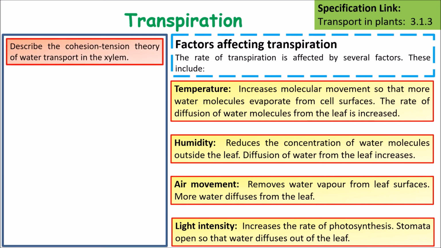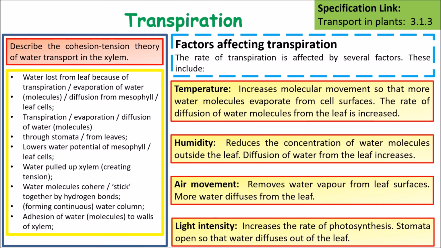So if we're looking to describe the cohesion tension theory of water, key things to put are that water is being lost from the leaf because of transpiration. So molecules diffuse from the mesophyll cells of the leaf. So transpiration, the evaporation or diffusion of water molecules, is occurring through the stomata of the leaf. This lowers the water potential of the mesophyll cells in the leaf. So water is pulled up the xylem, creating tension. Water molecules cohere, or stick together, by hydrogen bonding. And finally, they adhere to the walls of the xylem.